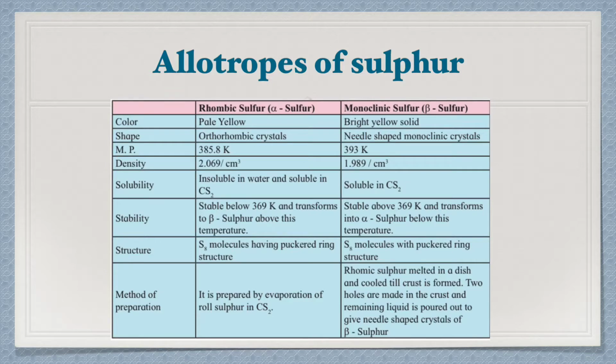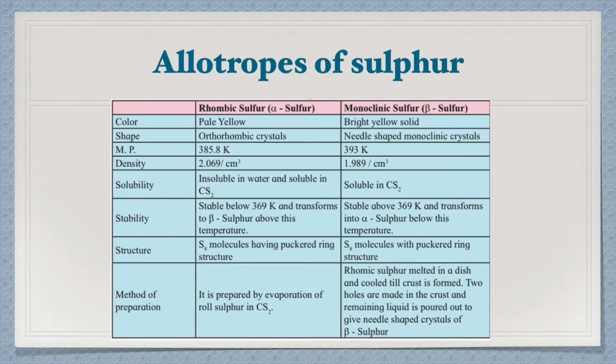Next one is the density. The density of rhombic sulfur is 2.06 gram per centimeter cube, whereas for monoclinic sulfur it is 1.98 gram per centimeter cube. Please understand, in the density column it is written as 2.06, that 9 is nothing but gram. So please make changes. Now the next one is the solubility. Rhombic sulfur is soluble in carbon disulfide but insoluble in water. Monoclinic sulfur is said to be soluble in carbon disulfide.